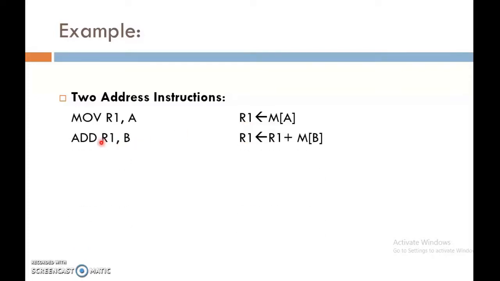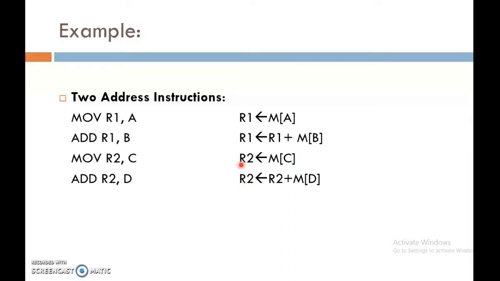Again, now we are going to perform addition, that is we are going to add B into R1. So we will have the answer in R1 itself. R1 plus M of B will do the addition of these two, and the answer will be stored in R1. Then we will move the value of C from M of C to R2.